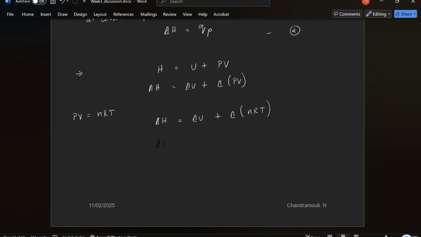Because of that, delta H is equal to delta U plus delta nRT. But this we know is QP from 1 and 2. This is going to be QP, and delta U is going to be QV, so QP is equal to QV plus delta n RT. Here delta n is the number of moles gained in a reaction, or the difference over there.